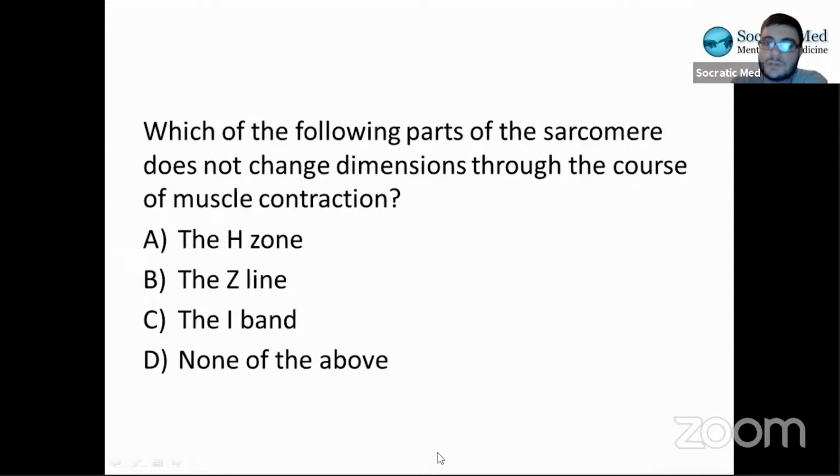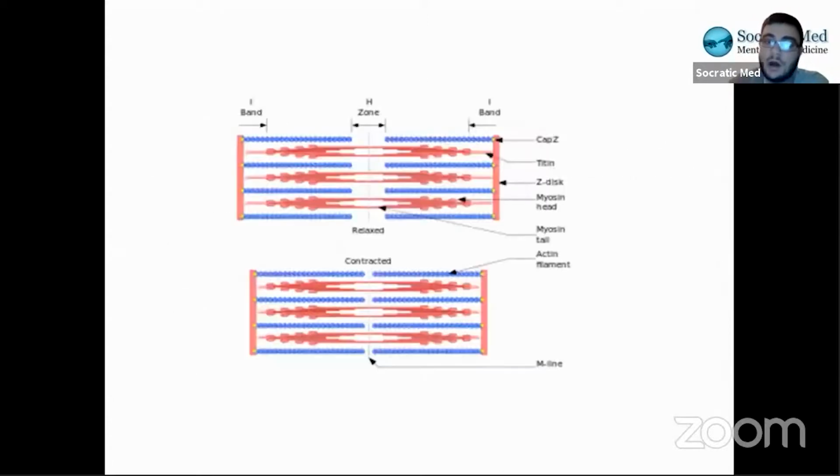Okay, so the results: the majority of people picked answer A, the H zone, with some also picking none of the above. So unfortunately, the correct answer is actually B, and nobody picked it, and I think I know the reason why. When you think of the Z line, you think of the length of the sarcomere. That's why you didn't pick Z, because I mentioned that the whole length of the sarcomere shifts.